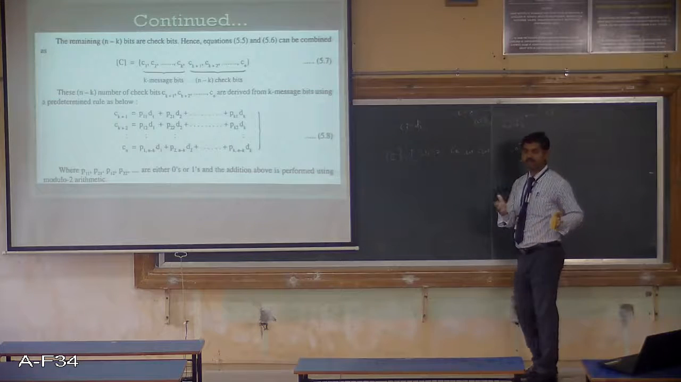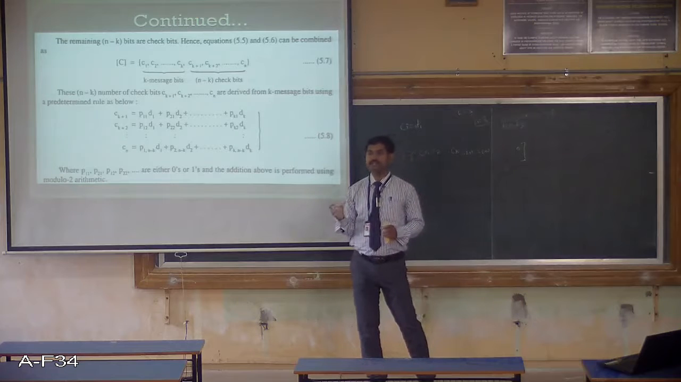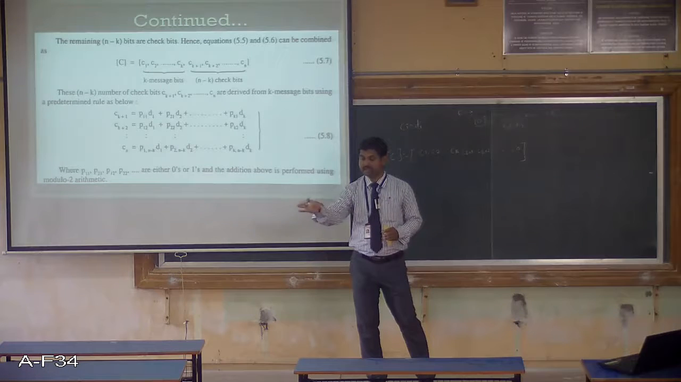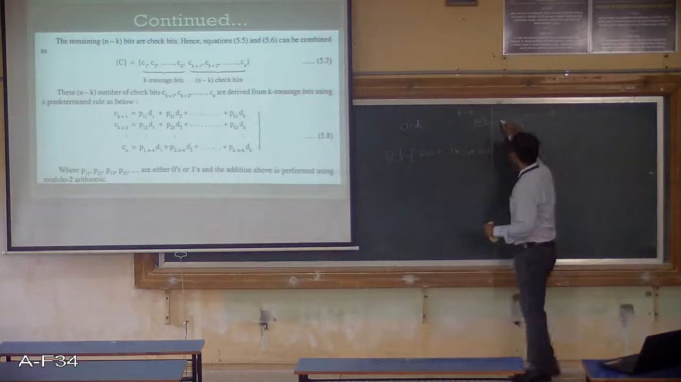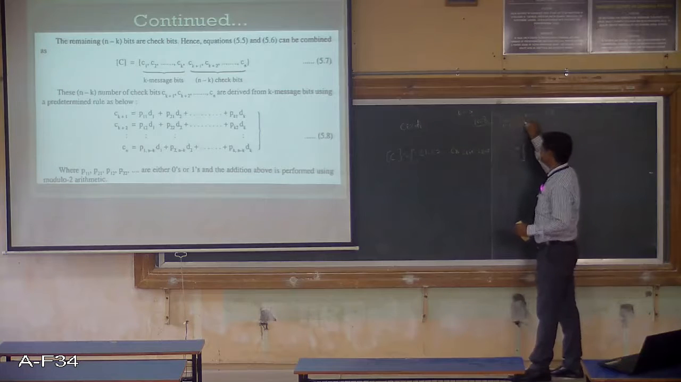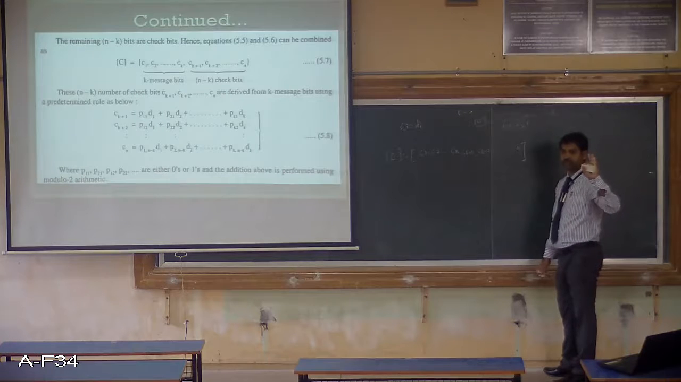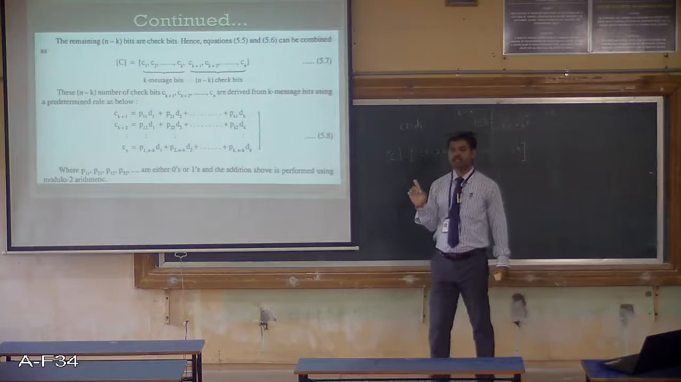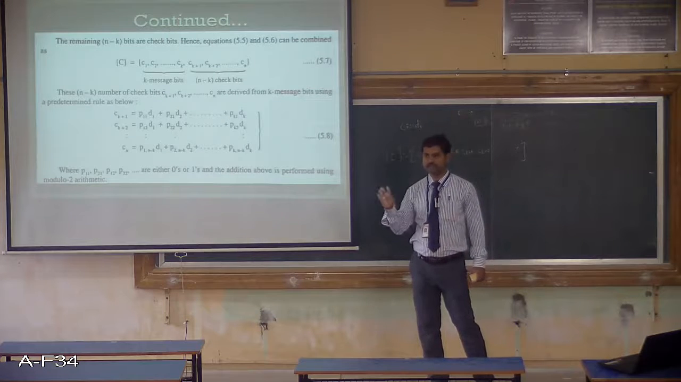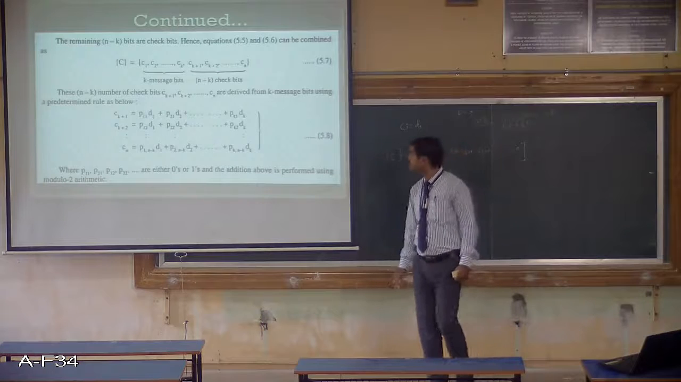N is 8 minus k is 3. 8 minus 3 is 5. So 5 should be the remaining bits. I know 3 have already appeared. Yet to define 5 more bits, right? Then only the length is 8. So always the additional bits are n minus k. That's the rule for LBC: for k, n minus k additional bits.